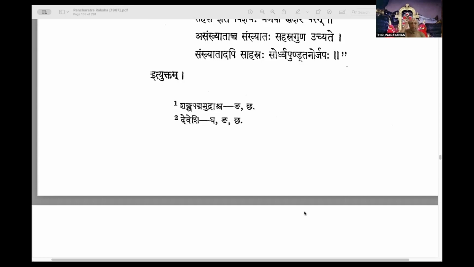Then again, even while you are saying the exact number, sahasraha, 1,000 times better will be sa urdhva pundra tanoho. It is very important that you must have the mark on the forehead, urdhva pundraha.